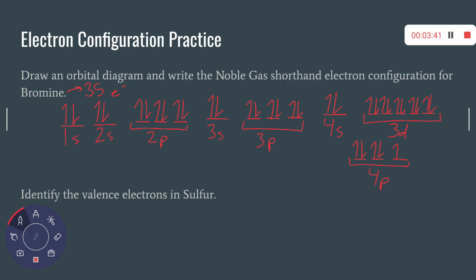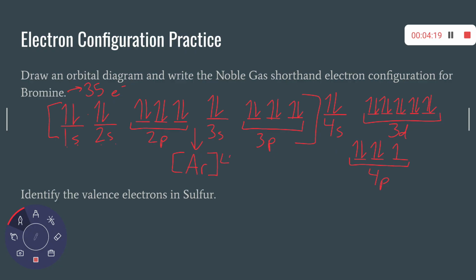Now, if I wanted to write the full electron configuration, I would just go, okay, I have 1s, and I have 2 electrons here. Then I go to 2s, I have 2 electrons here. But we want the noble gas shorthand. The way we do that is we go to bromine on the periodic table and backtrack to the previous noble gas. The previous noble gas for bromine is argon. Argon has 18 electrons, which means my first 18 electrons in my diagram are accounted for already. Then I just have to list whatever is left over.